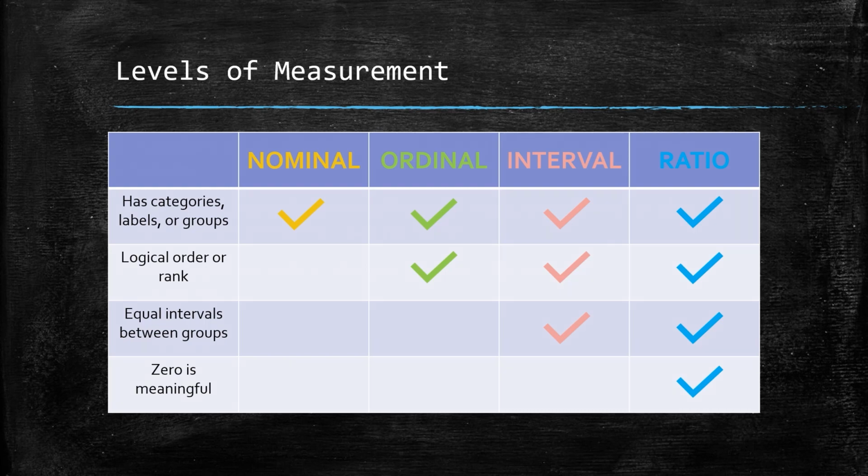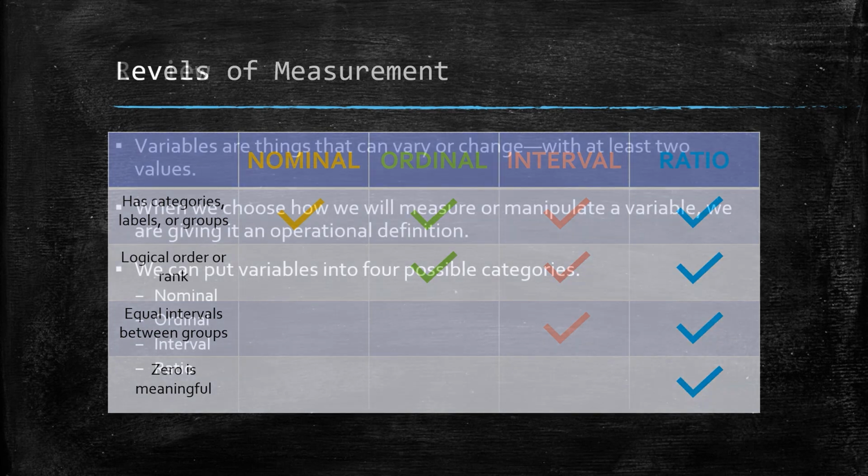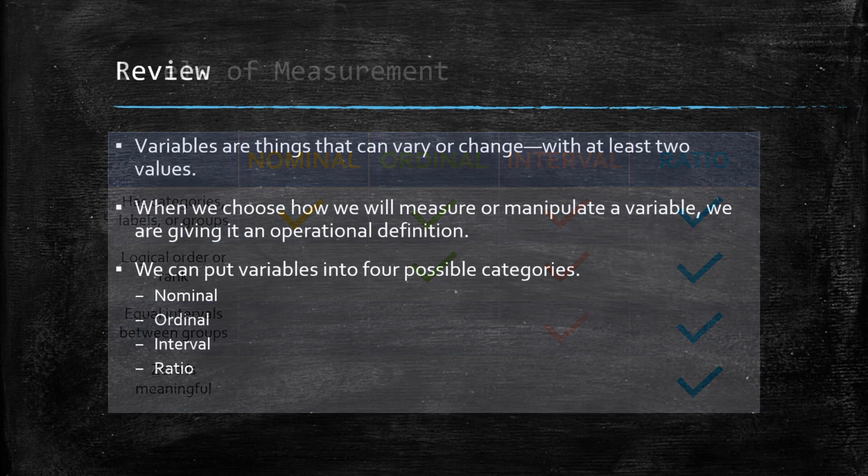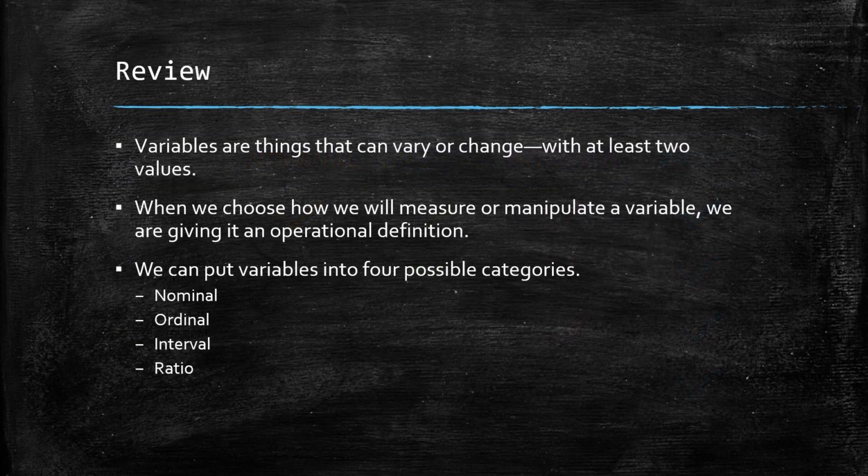In summary, we learned that variables are things that vary and change, with at least two possible values. When we have a variable we want to study, we have to create a procedure by which we will measure it. This process is known as an operational definition. And finally, we learned that we can place all variables into 4 different categories or scales. And those are nominal, ordinal, interval, and ratio.